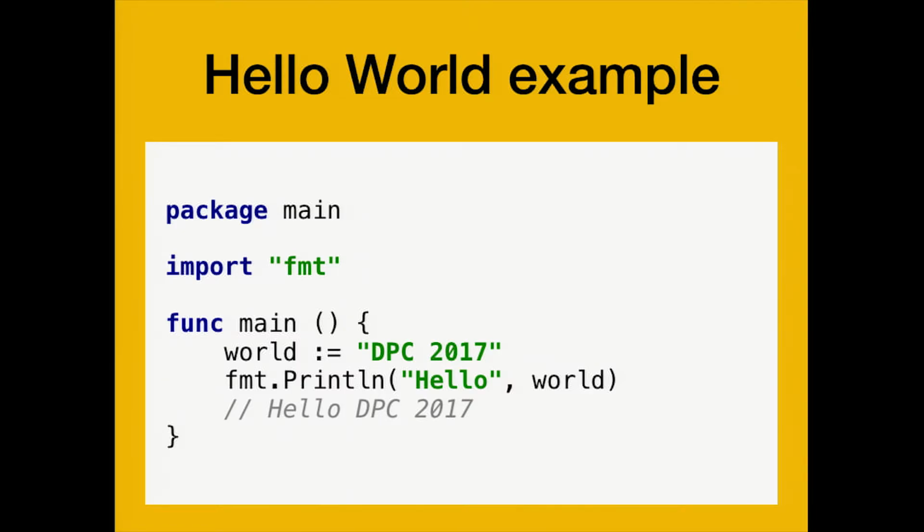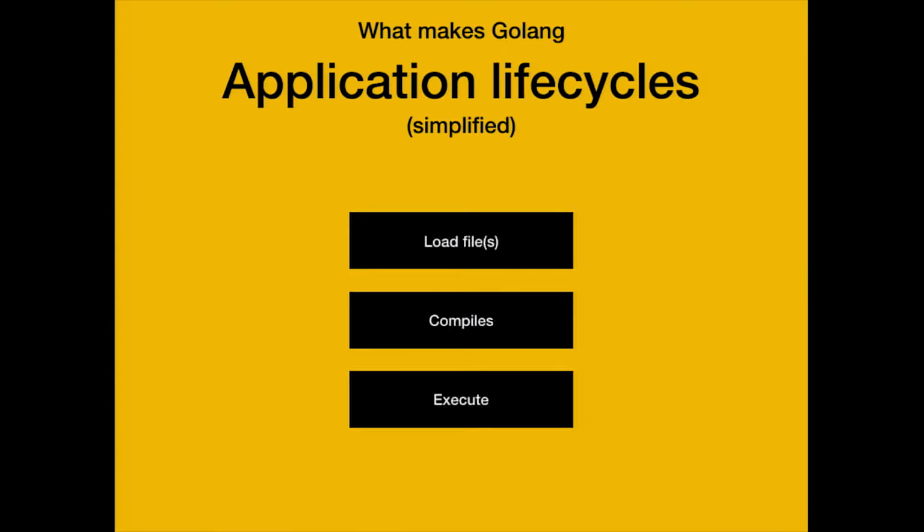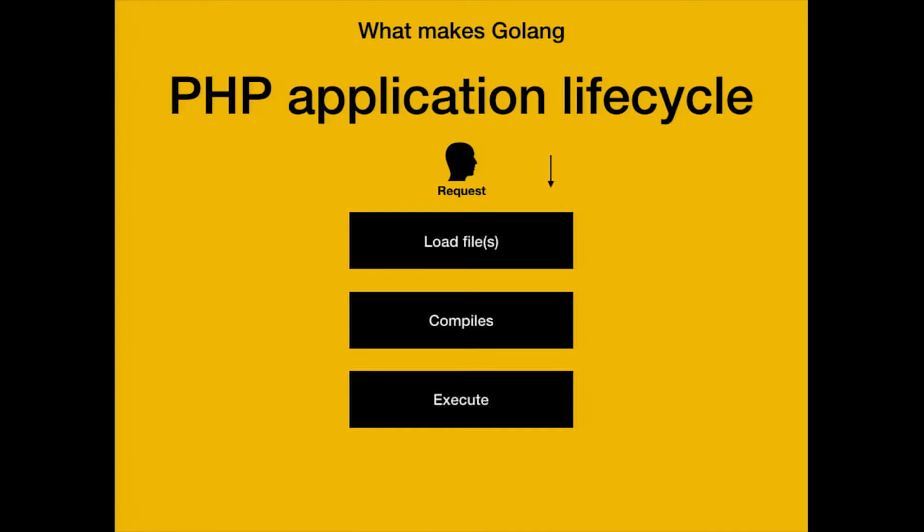This is what it looks like, and let's talk about the application lifecycles for common Go and PHP projects. This is a very simplified way of how programs work, but first of all, when you start a program or compile a program, it loads the files that are necessary. It can do the detection of loading during the compilation process, but then it compiles the code and then it executes it. For PHP, this is very straightforward. You get a request and then it does all these steps just to get the response.